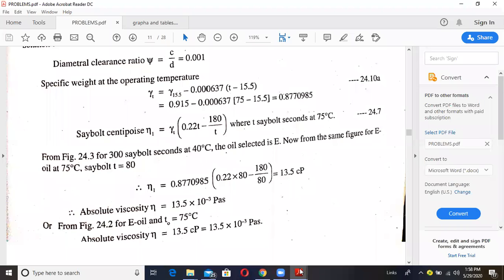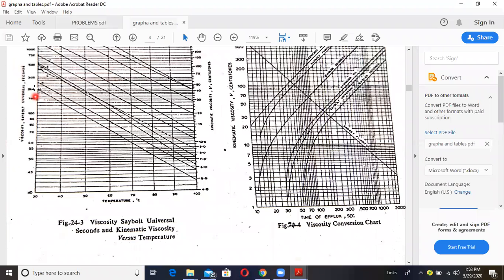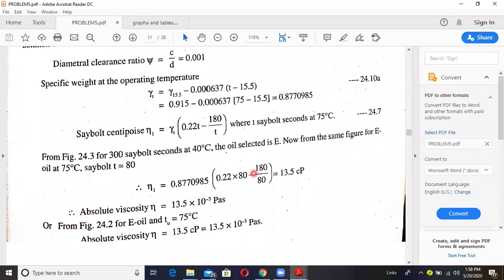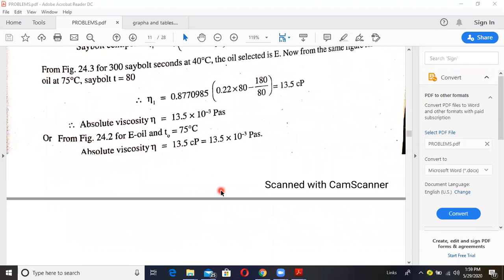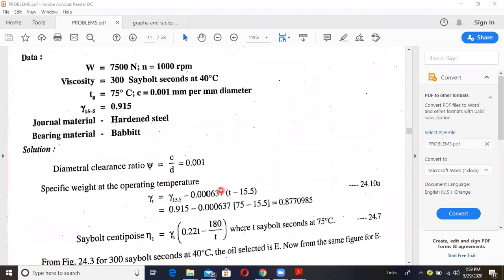Always remember, whatever absolute viscosity you get by using the formula is in centipoise. Again we have to multiply by 10 to the power of -3, then we will get it in Pa·s. Always remember, we have to substitute absolute viscosity in Pa·s. And now once you get the absolute viscosity, then the remaining procedure is the same as in the previous problem.